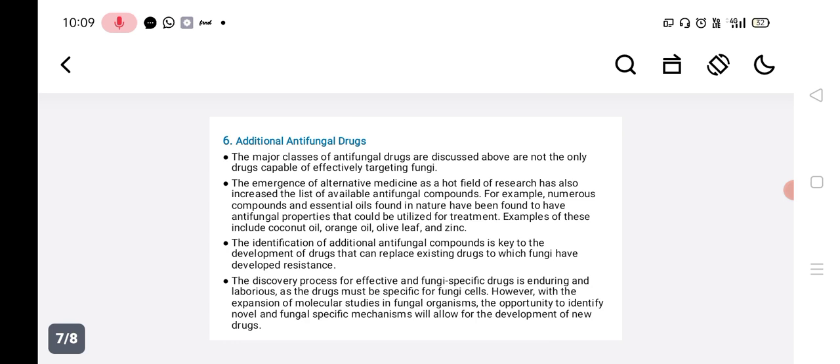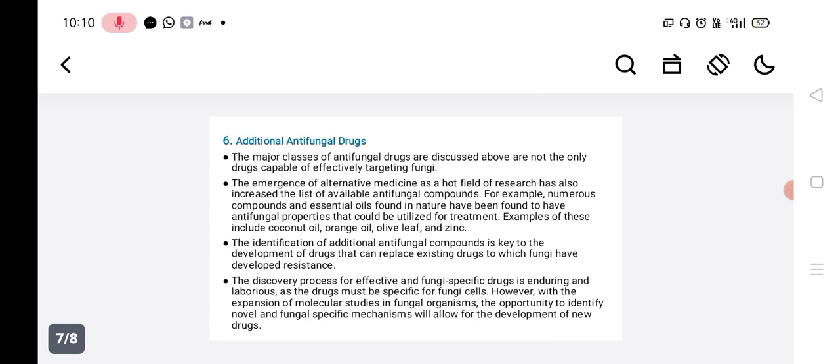The next classification of antifungal drug is additional antifungal drugs. The major classes of antifungal drugs discussed above are not the only drugs capable of effectively targeting fungi. The emergence of alternative medicine as a hot field of research has also increased the list of available antifungal drugs. For example, numerous compounds and essential oils found in nature have been found to have antifungal properties. Examples are coconut oil, orange oil, olive leaf, and zinc.